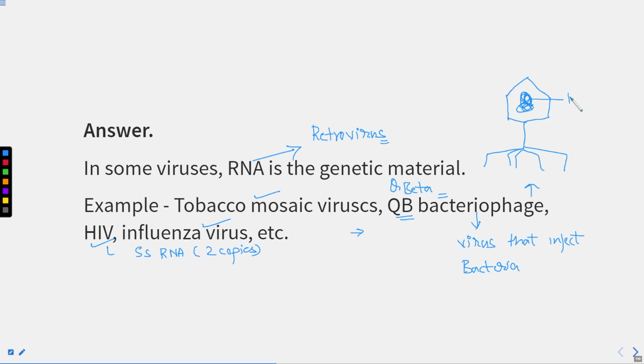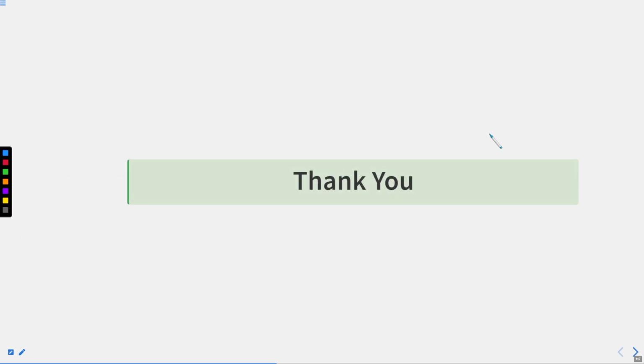So this is the nucleic acid. This one is known as the protein coat. So this is the capsid, which is the protein coat. This is a type of bacteriophage. So this is clear. All right, so this was the end of this session. We'll talk about the rest of the questions in the next session. Thank you very much for listening.